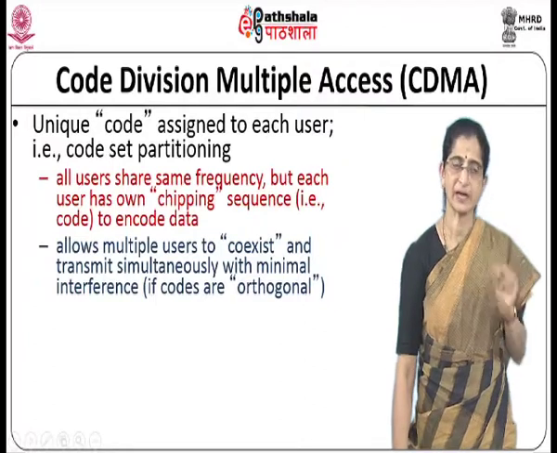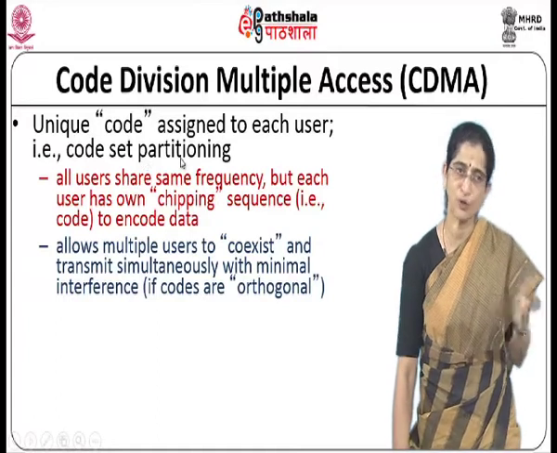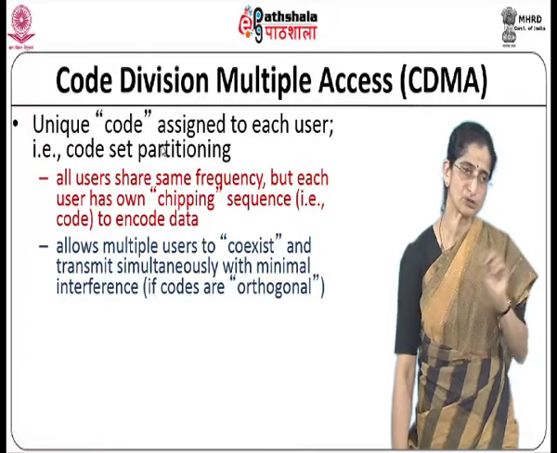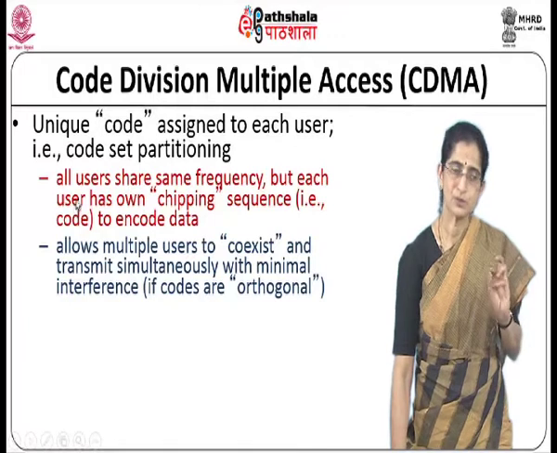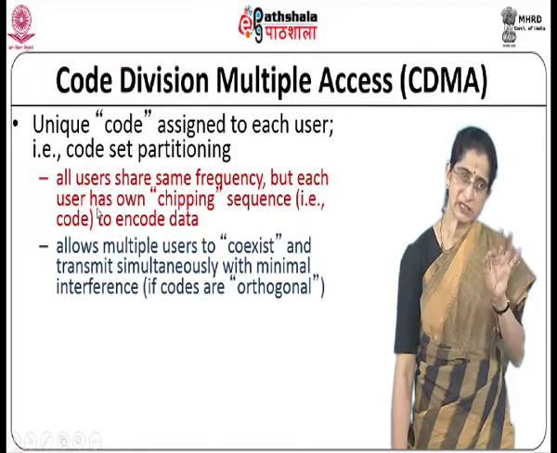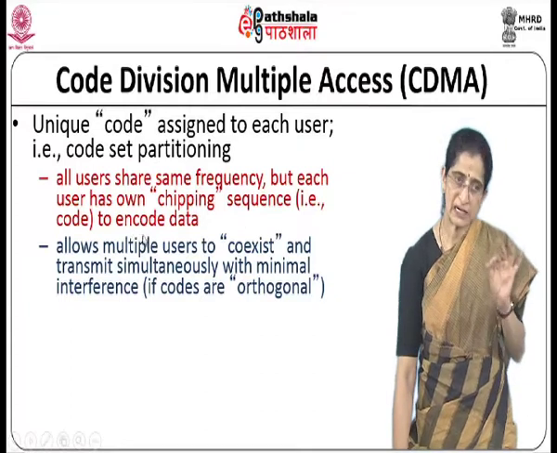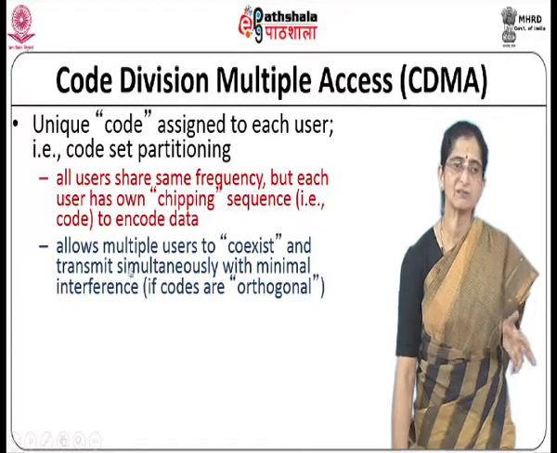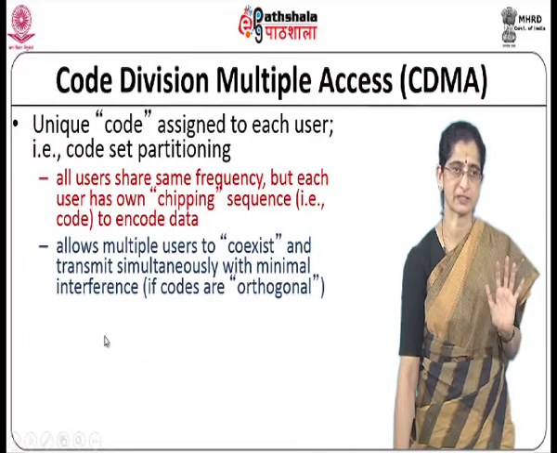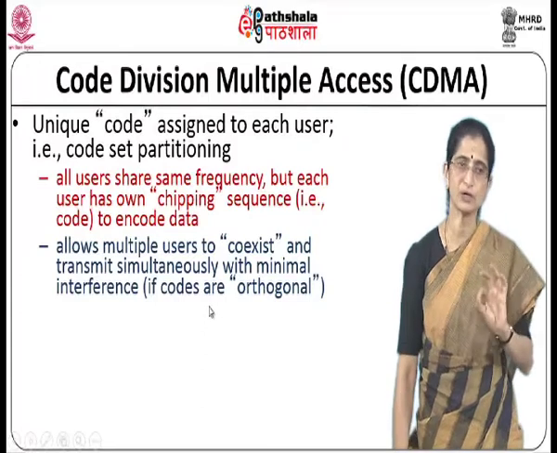The basic idea here is that each user is given a unique code. You can refer to it as some kind of code set partitioning. These codes are chosen in such a manner that they are orthogonal to one another, which means all the users can share the same frequency. Since each has its unique code, called a chipping sequence, used to encode data, multiple users can coexist and transmit simultaneously with minimal interference. All this happens because the codes are orthogonal, so you can always separate them out easily.